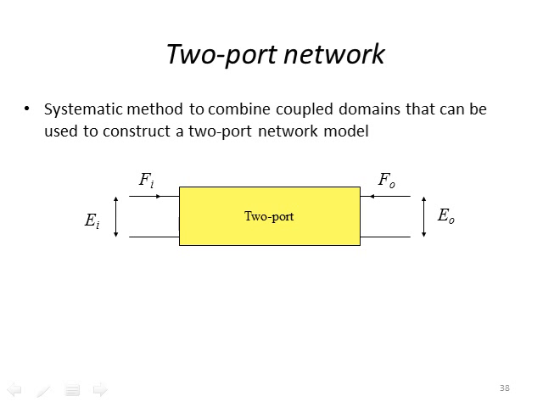Okay, so the two-port network has across and through variables. Sometimes these are called across and through, or effort and flow. These are the same. The across variables are E in and E out, and the through or flow variables are F in and F out.